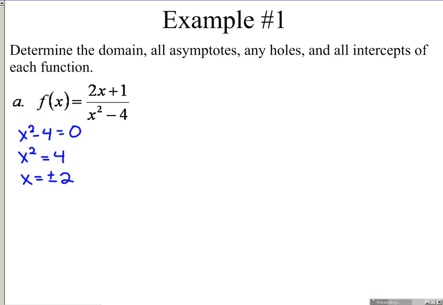Take the square root, we get x cannot be 2, x cannot be negative 2, so our domain is from negative infinity to negative 2, negative 2 to positive 2, and 2 out to infinity. So the two values x cannot be are negative 2 and 2. There's our domain.